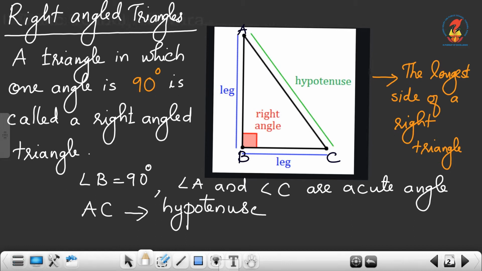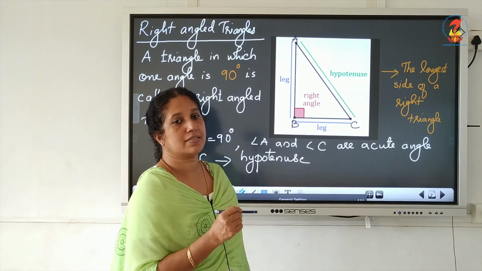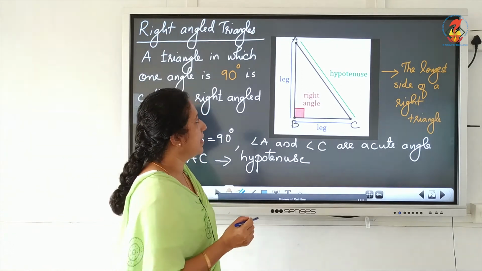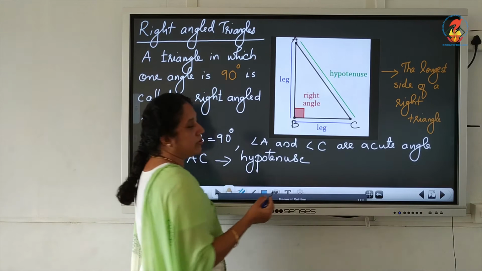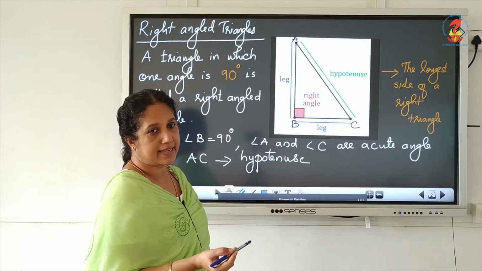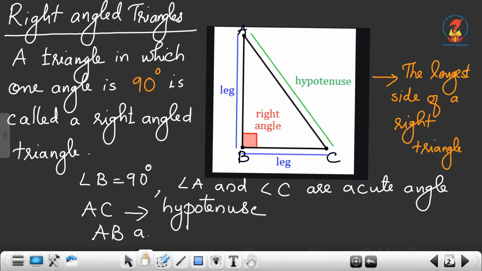And the hypotenuse is the longest side of a right triangle. And the other two sides, AB and BC, are known as the legs of the right angle triangle. So AB and BC are known as the legs of the given right angle triangle.